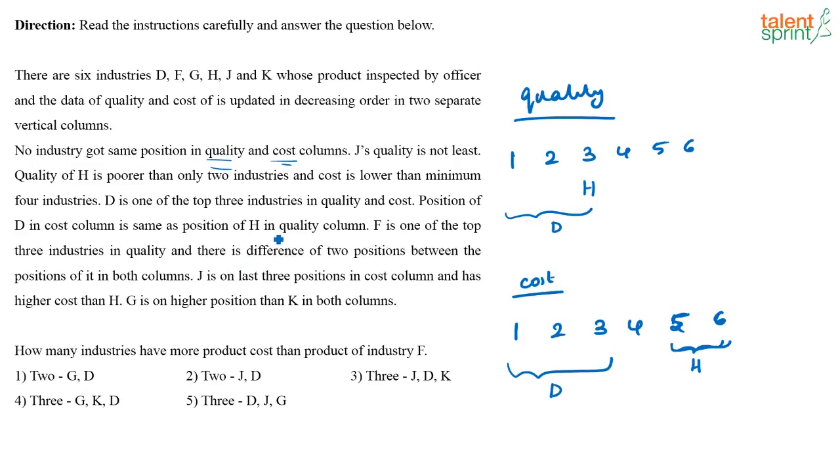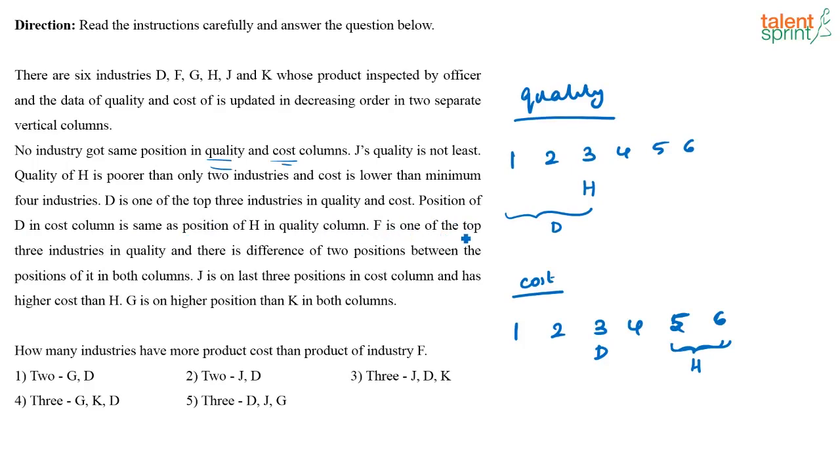Then position of D in cost column is same as the position of H in quality column. So position of D in cost column is same as position of H in quality column, means D is in the 3rd position here, right? See, position of H in quality is 3. So position of D in cost is also 3, right? That is what they have given here. Position of D in cost column is same as the position of H in quality column.